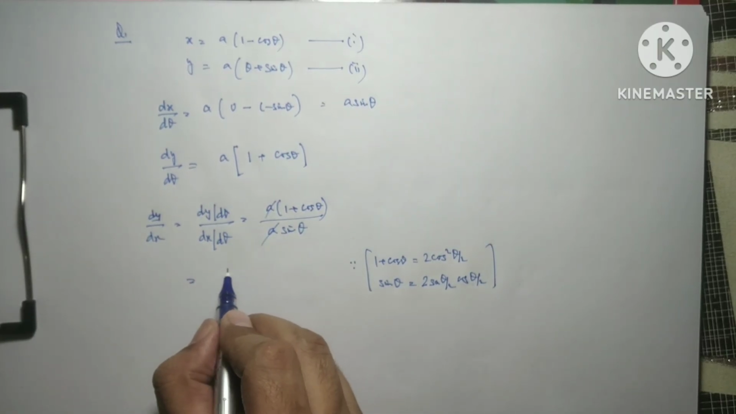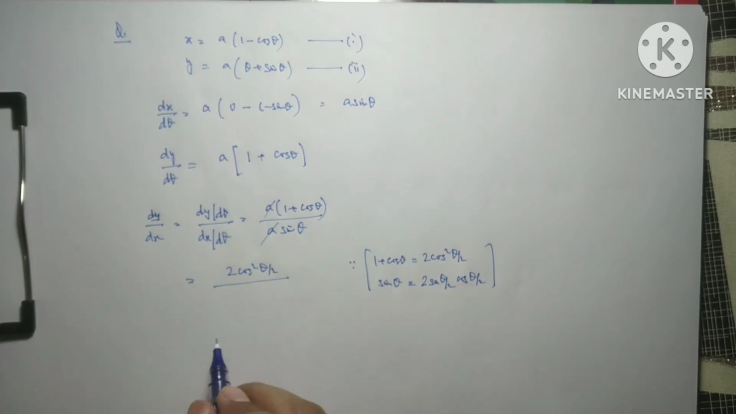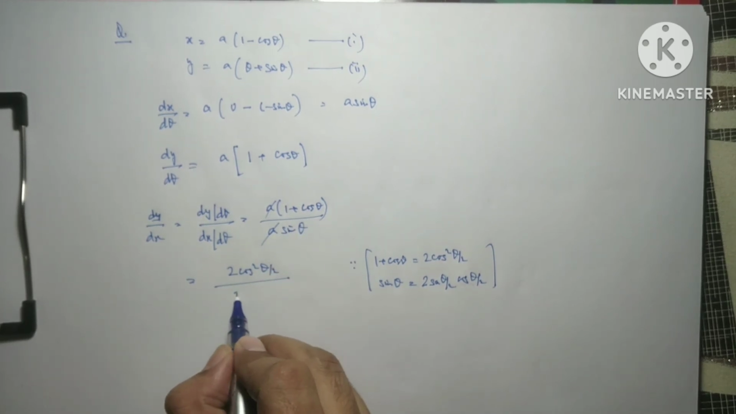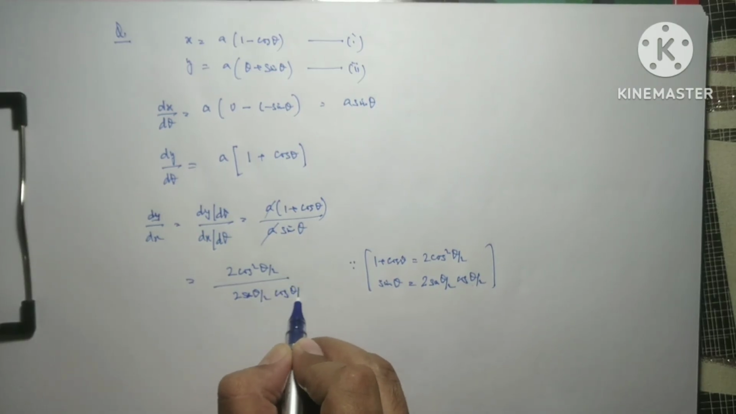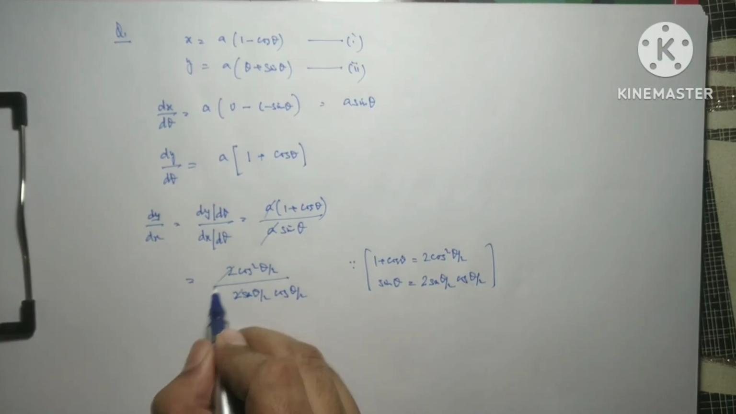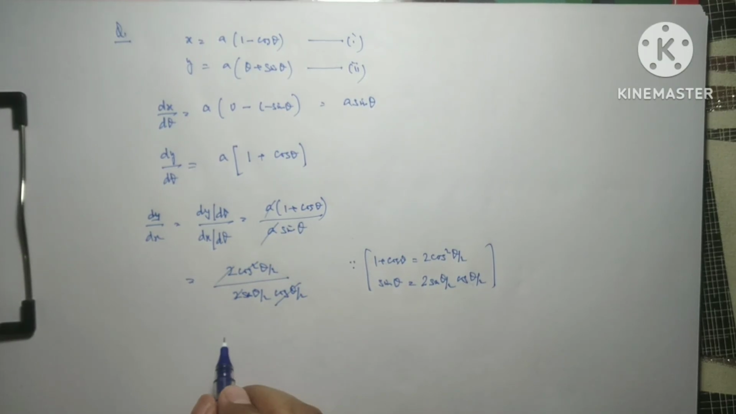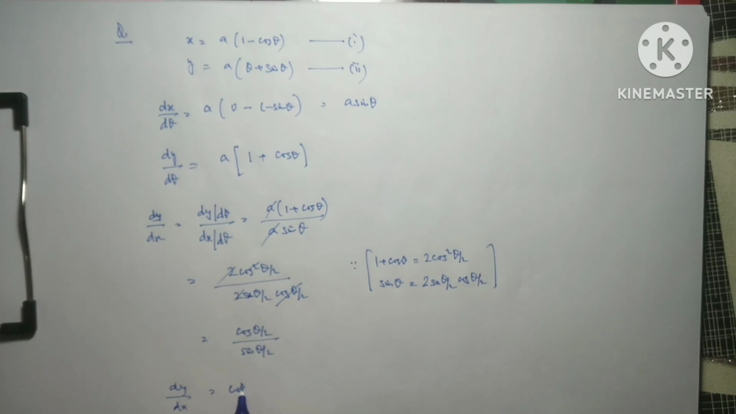So we get 2 cos square theta by 2, the value of 1 plus cos theta, over 2 sin theta by 2 cos theta by 2. This is the value of sin theta in terms of half angles. So cancel out 2 with 2 and square with cos theta by 2. So you get cos theta by 2 over sin theta by 2. So finally you get dy over dx equals cot theta by 2. So simple, very easy.